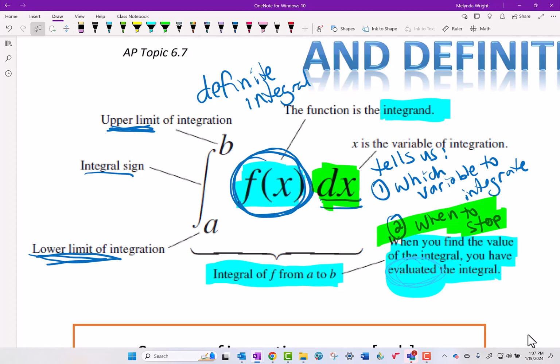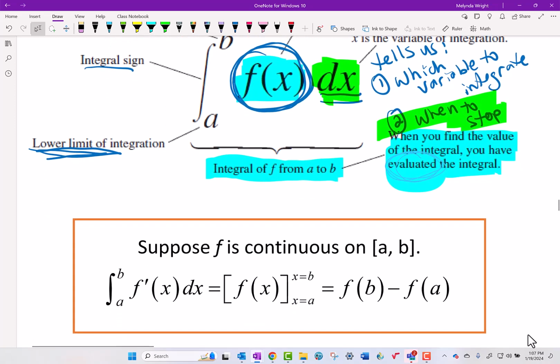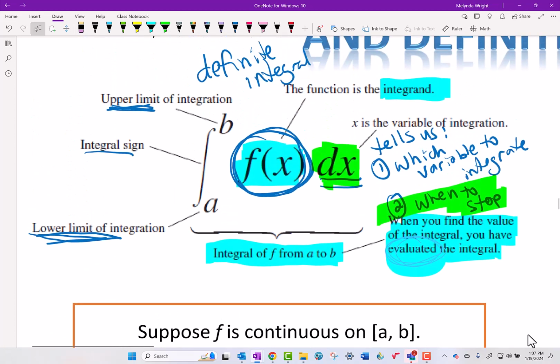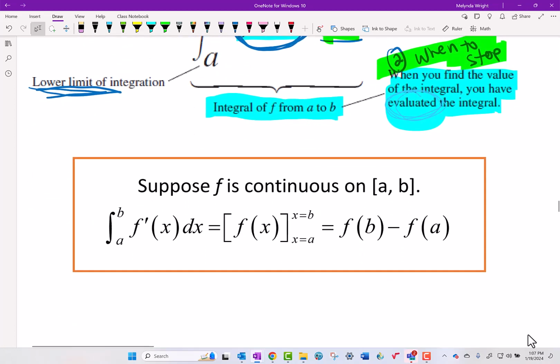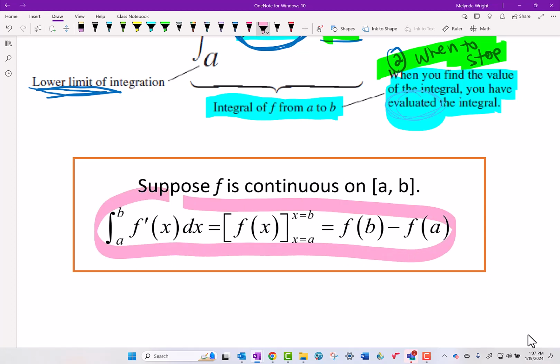Now let's look at the formula that goes with fundamental theorem part 1. Here is our formula. I typically don't write this on the formula quiz. It's not something you would need to know for a formula quiz, but you would need to know it in order to work a problem. So it won't really appear as a formula on the formula quiz.